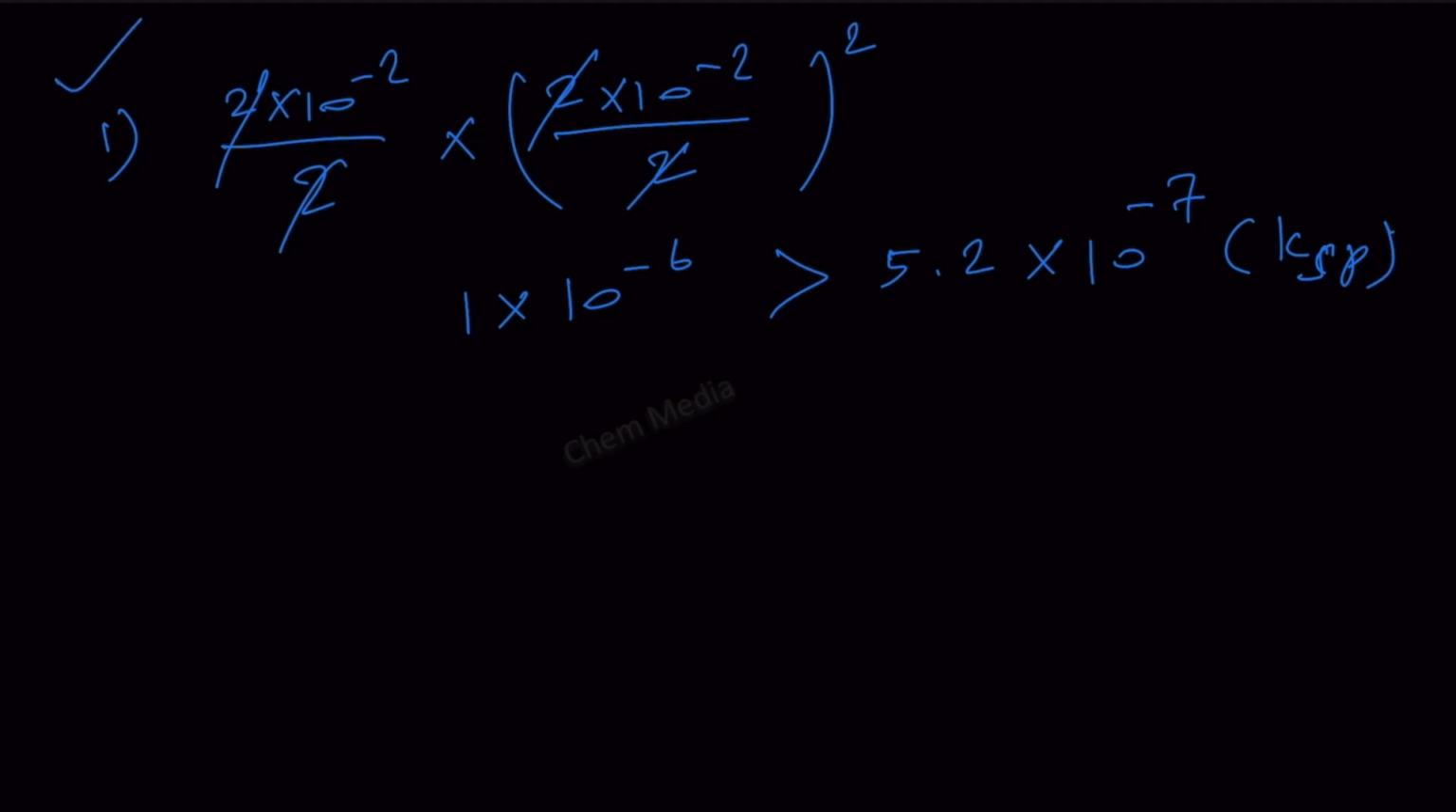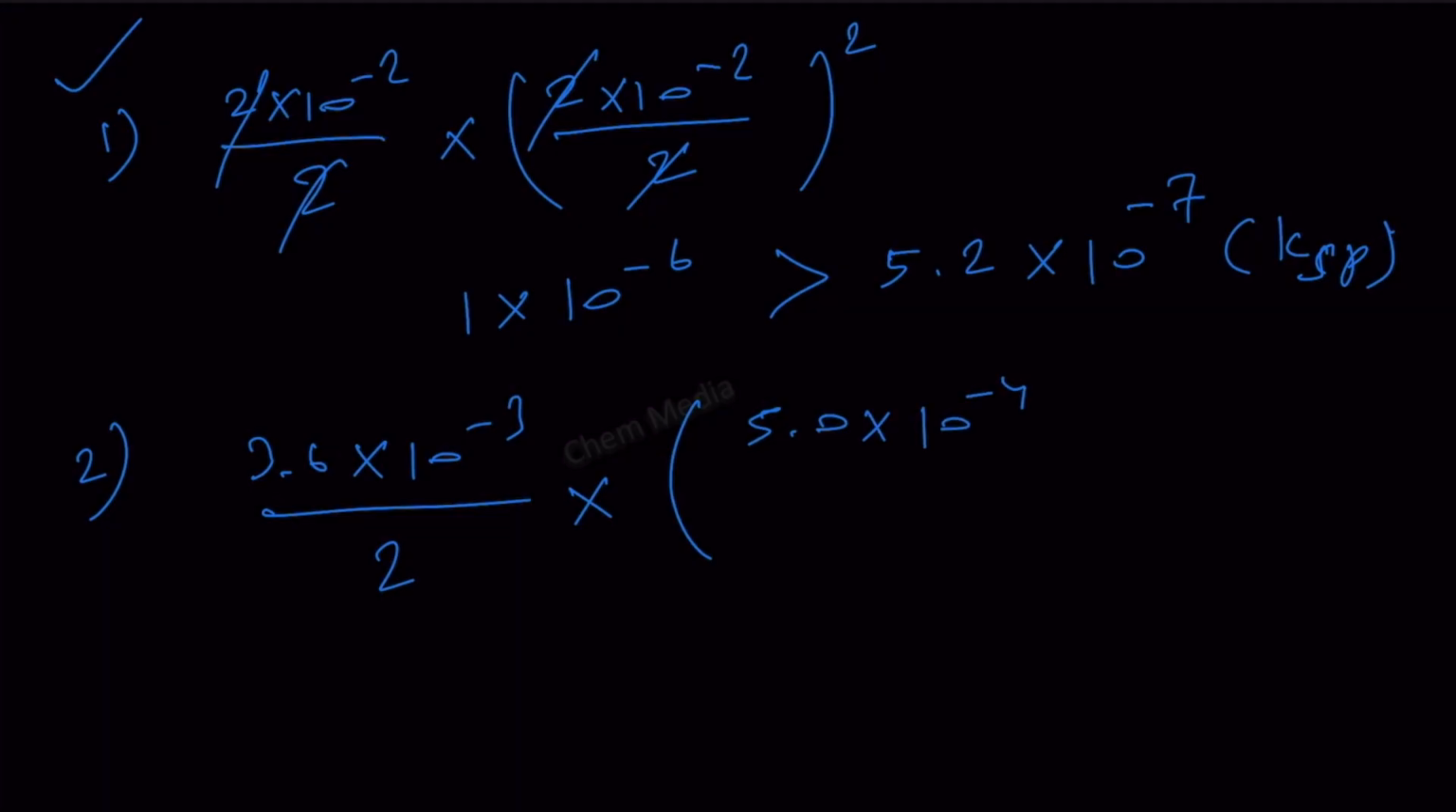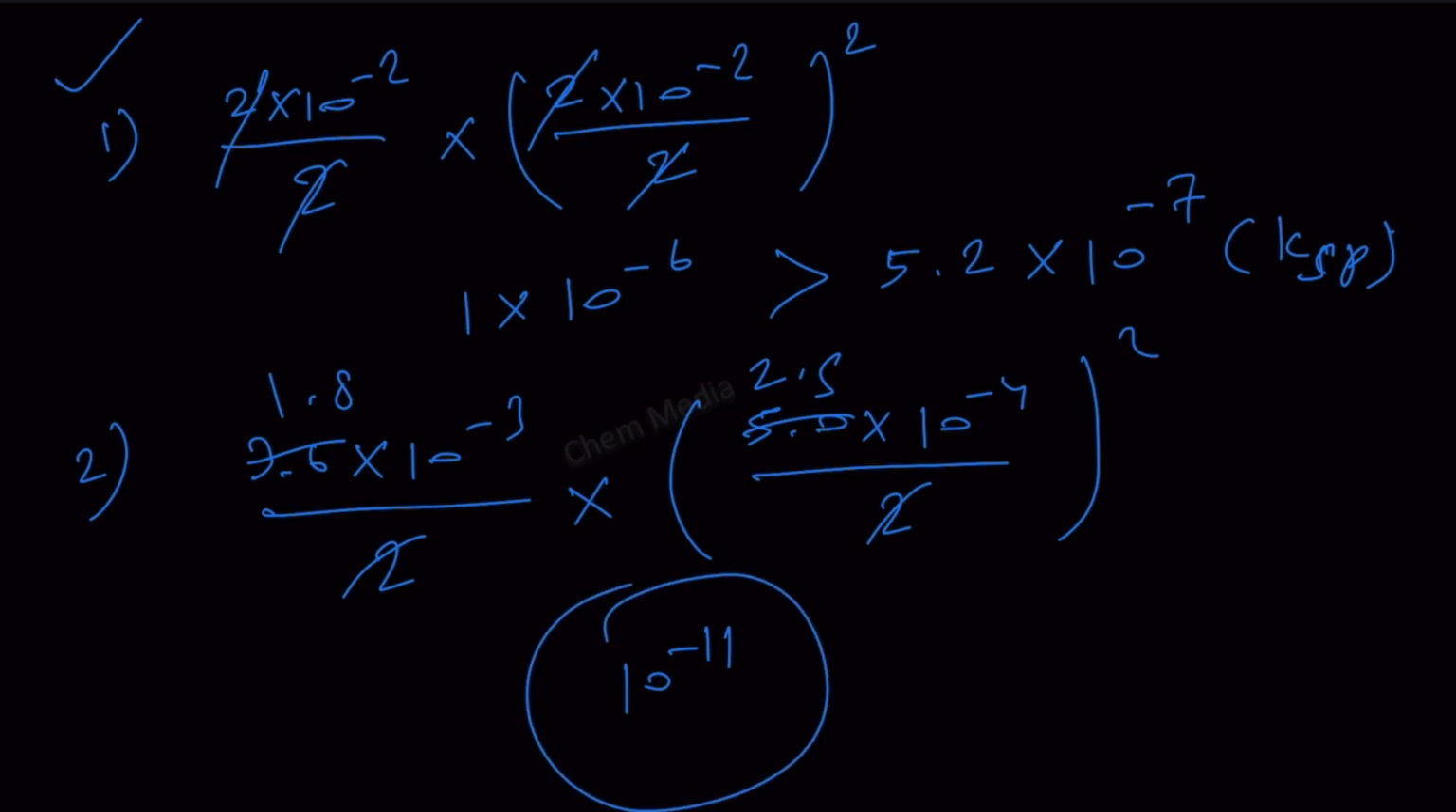Let us check the other things also. In the case of 2, it is given as 3.6 times 10 to the power minus 3 divided by 2 times 5 times 10 to the power minus 4 divided by 2 whole square. So, this will become 2.5, this is 1.8. So, therefore, this will be somewhere around 10 to the power minus 11. Whatever the number that comes, it does not matter, because we already have 10 to the power minus 11, that is less than 10 to the power minus 7. So, therefore, 2 is definitely wrong.